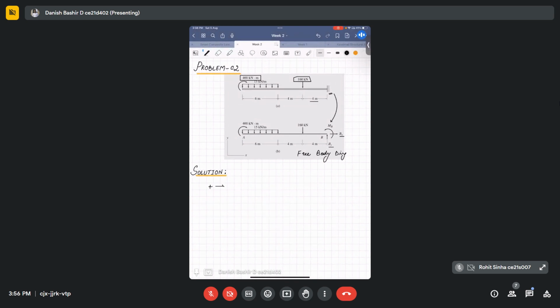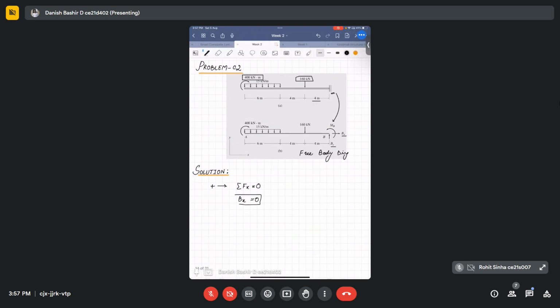This is positive along this direction for us, and we are writing summation Fx is equal to 0. Summation Fx is equal to 0, and we will see that we are having only Bx acting along the x direction, and there is no other load acting along the x direction. Bx is equal to 0. We got our first reaction force.